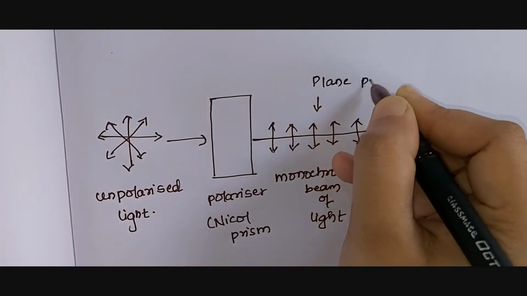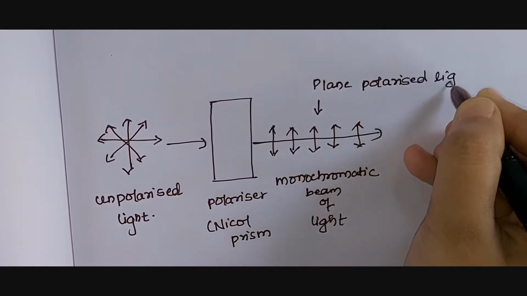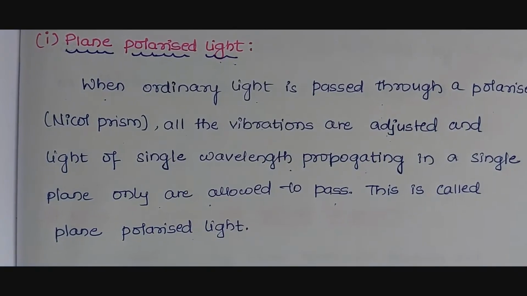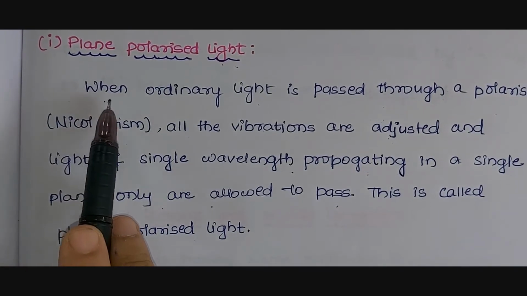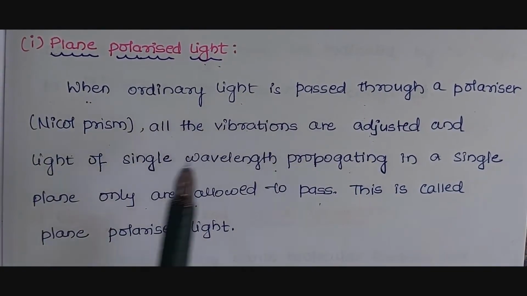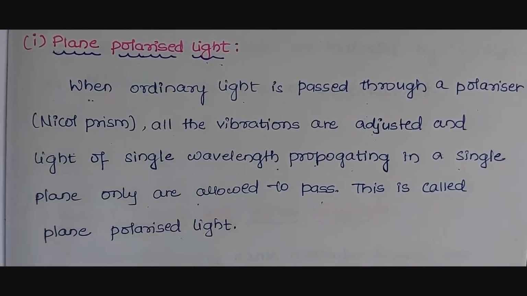The difference between the two is that in unpolarized light, it was moving in all directions, and in polarized light, it is moving in one direction. So what is plane polarized light? When ordinary light is passed through a polarizer, all the vibrations are adjusted and light of a single wavelength propagating in a single plane only is allowed to pass. This is called plane polarized light. I hope this is clear.